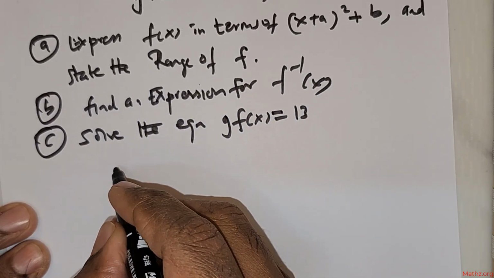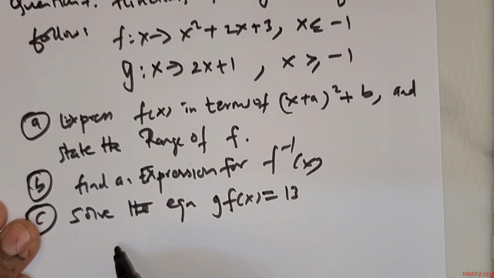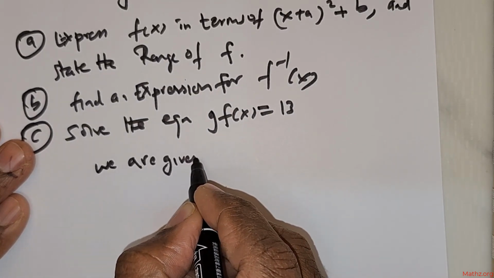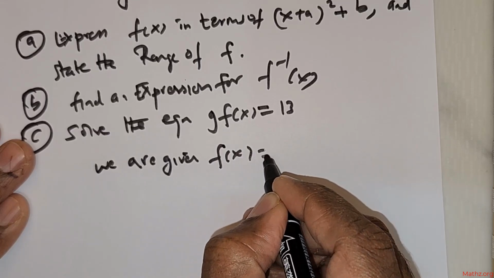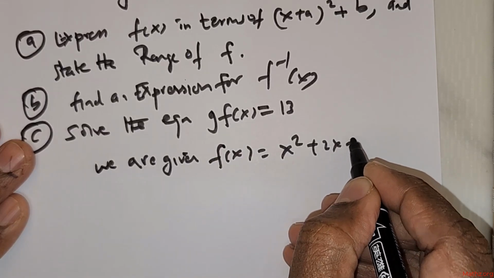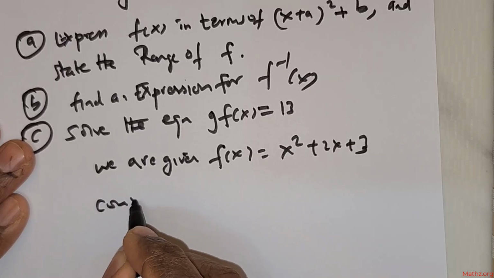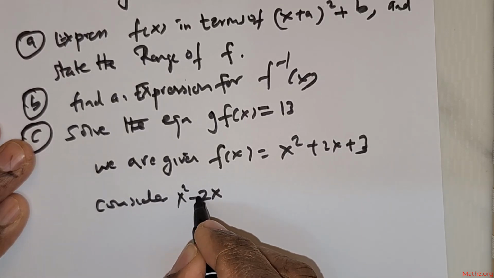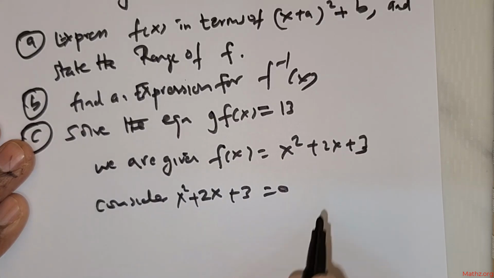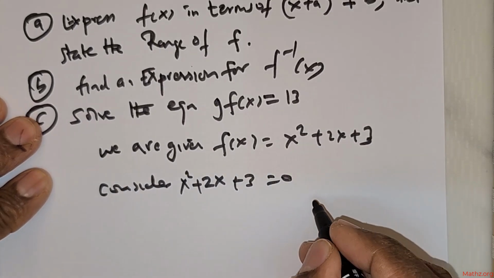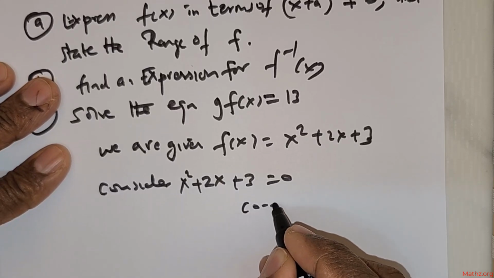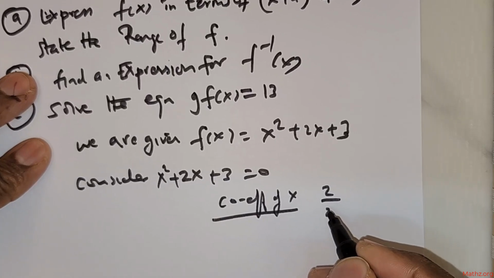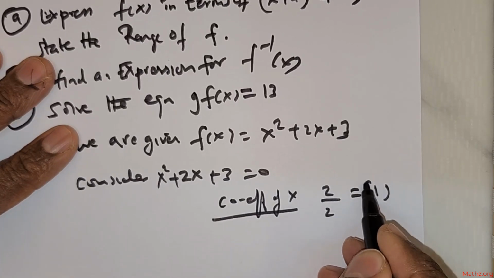Foremost, let me write the given function. We are given that f of x is equal to x squared plus 2x plus 3. Now what I'm going to do is I'm just going to consider x squared plus 2x plus 3 is equal to 0. You just consider it like that. Now take the coefficient of x. What is that? 2. You divide by 2. What do you get? You get 1.